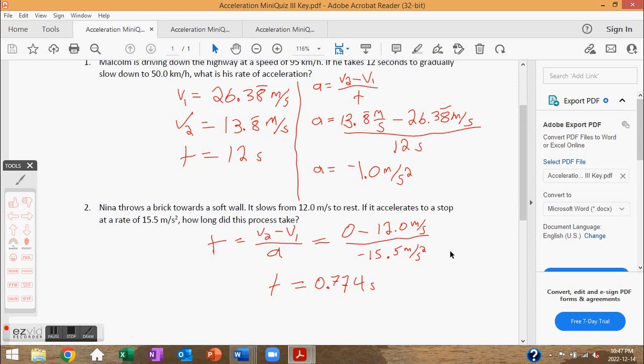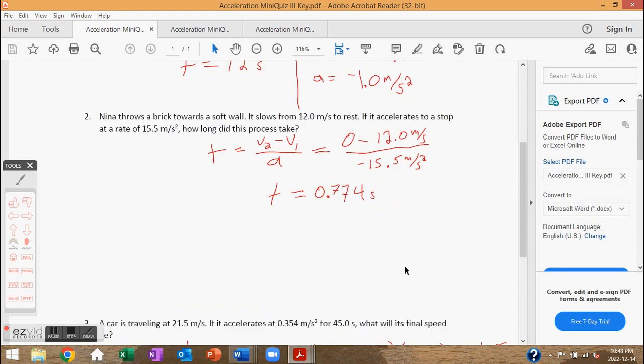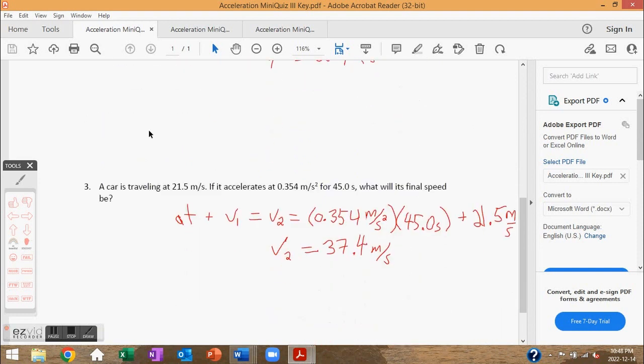Right. Nina throws a brick toward a soft wall. It slows from 12 meters per second to rest. If it accelerates to a stop at a rate of 15.5 meters per second squared, how long did it take? Well, we've got V1 is 12, V2 is 0. Acceleration is negative because that's slowing down, so negative 15.5. And away we go. 0 minus 12 divided by negative 15.5. The time works out to be positive because negative divided by a negative is a positive. And it takes 0.774 seconds. Which takes the ball, not Nina. Let's not throw Nina against the soft wall.